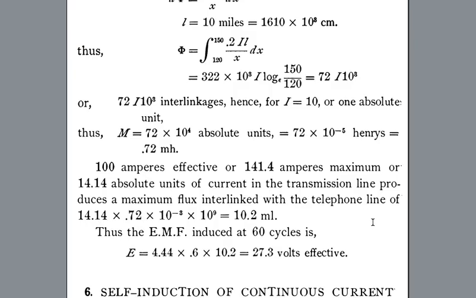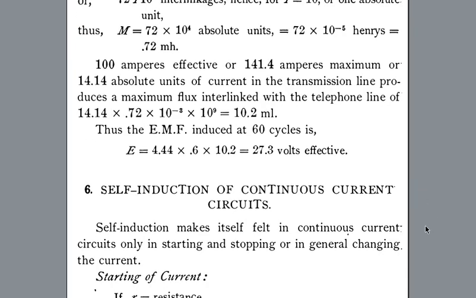100 amperes effective, or 141.4 amperes maximum, or 14.14 absolute units of current in the transmission line, produces a maximum flux interlinked with the telephone line of 14.14 times 0.72 times 10 to the minus 5 times 10 to the 8th equals 10.2 millilines. Thus, the electromotive force induced at 60 cycles is E equals 4.44 times 0.6 times 10.2 equals 27.3 volts effective.